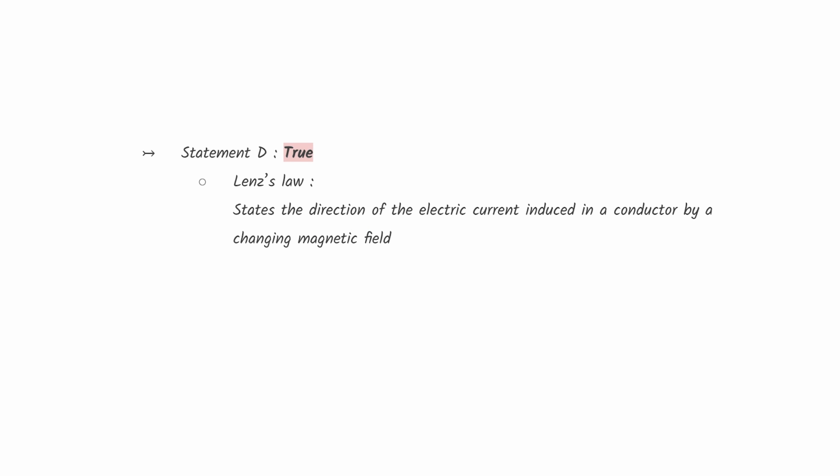Lenz's law is equivalent to the law of conservation of energy. Lenz's law states the direction of the electric current induced in a conductor by a changing magnetic field. If the direction of the induced current is assumed to be in the opposite direction, then a situation arises where energy is created and there is more energy after the changing of the magnetic field than before.